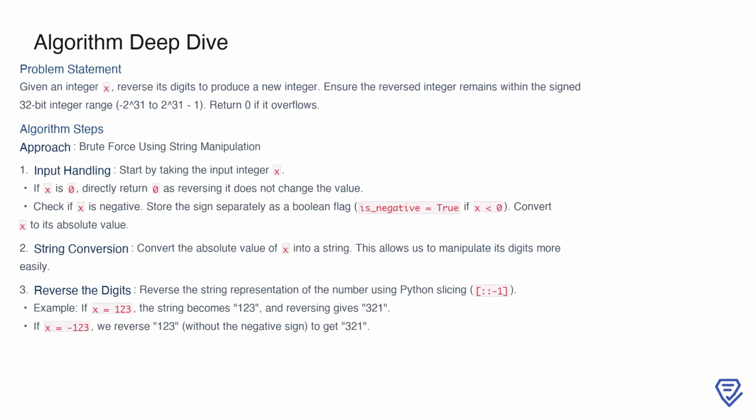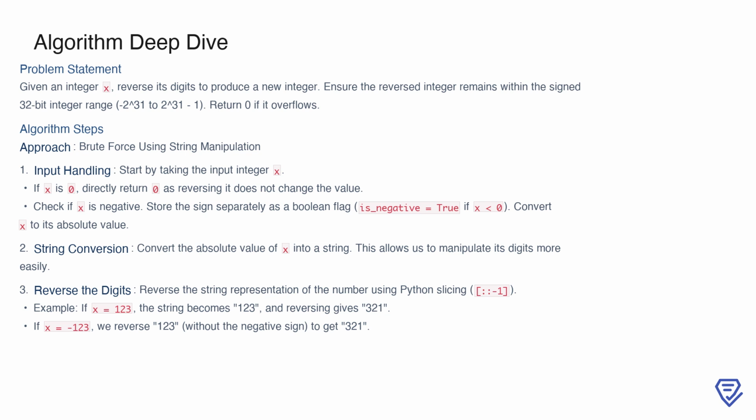In this problem, we are tasked with reversing the digits of a given integer x, while ensuring that the reversed value stays within the bounds of a signed 32-bit integer. If it overflows, we simply return 0. To solve this, we can use a brute force approach that leverages string manipulation.